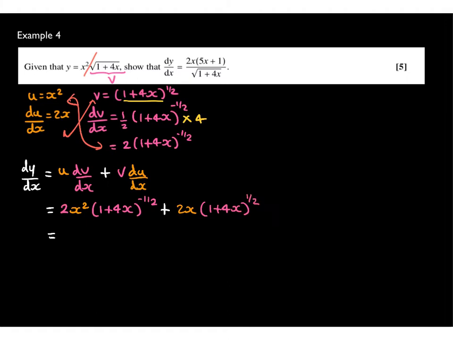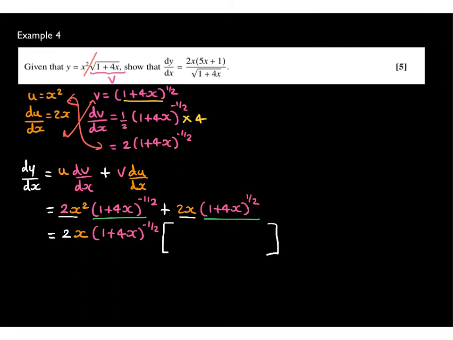And I'm then going to factorise this. We can take out a 2 and an x, and we can also take out the lower of the two powers here, which of course is 1 plus 4x to the negative a half. So let's do that. So let's take out a 2, let's take out an x, and let's take out 1 plus 4x to the negative a half.